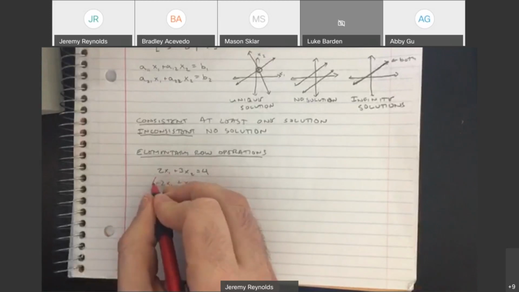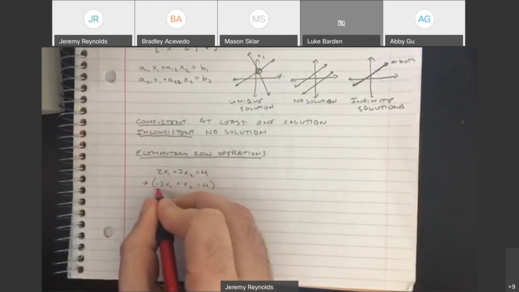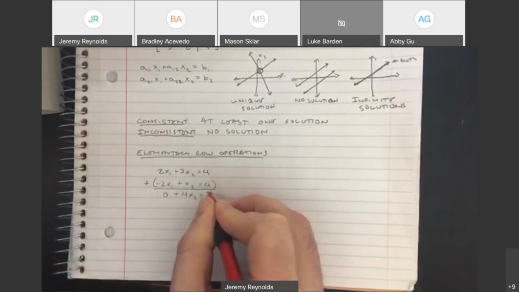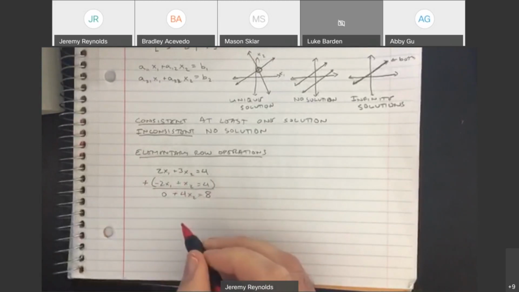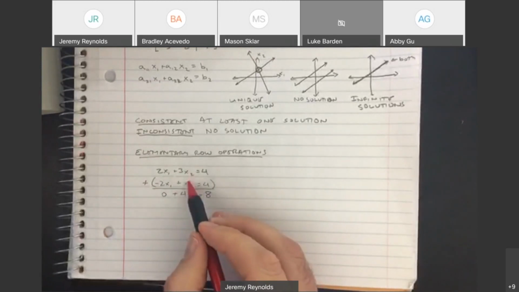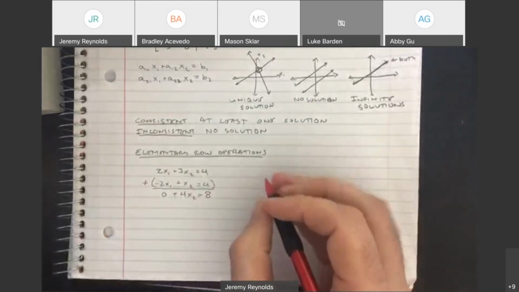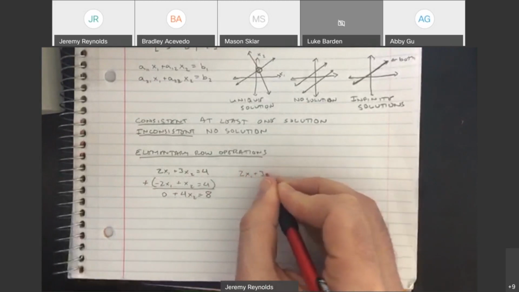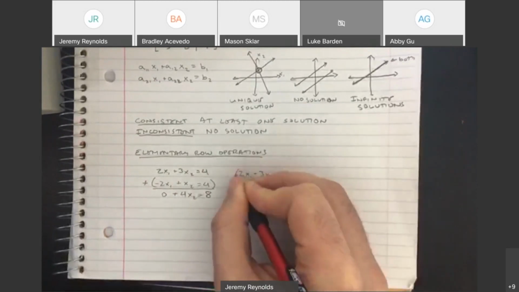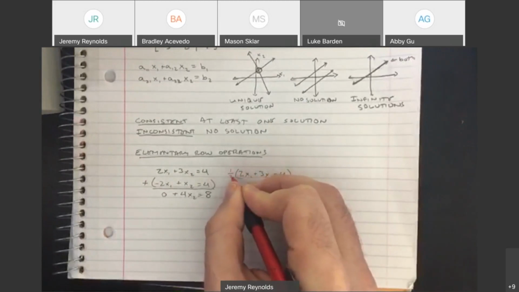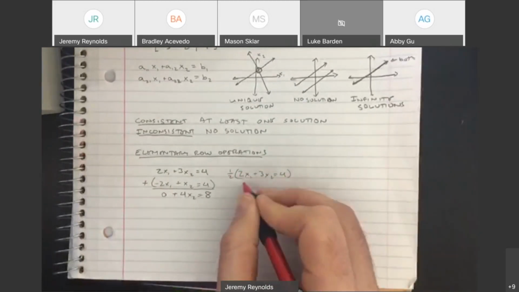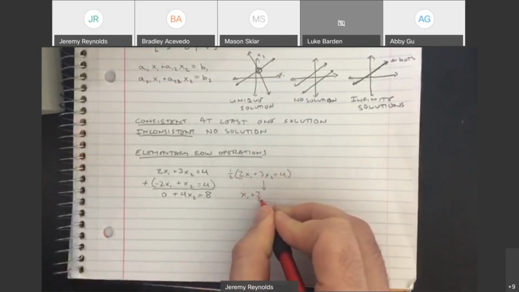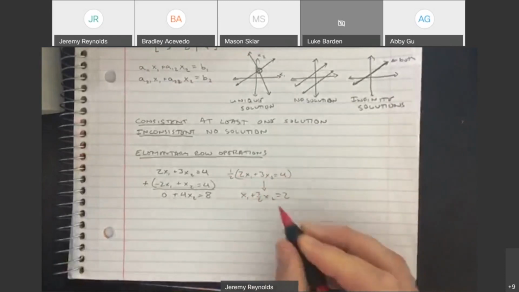And you do that all the time. We can take this equation, add it to the other one, and get 0 plus 4x2 equals 8. From there, we'd be able to solve that system of equations. So this is one tool we can use. That's one elementary row operation. Another one is that we can take a row and multiply it by a constant. If we take this equation and multiply both sides by a half, we end up getting x1 plus 3 halves x2 equals 2.